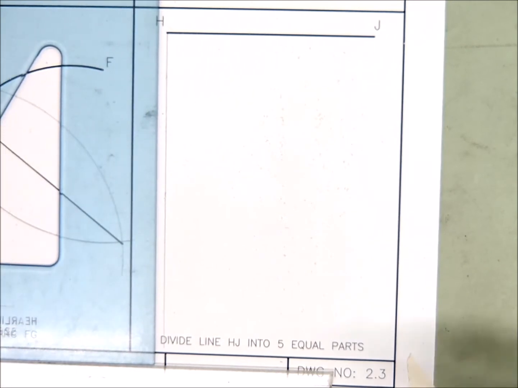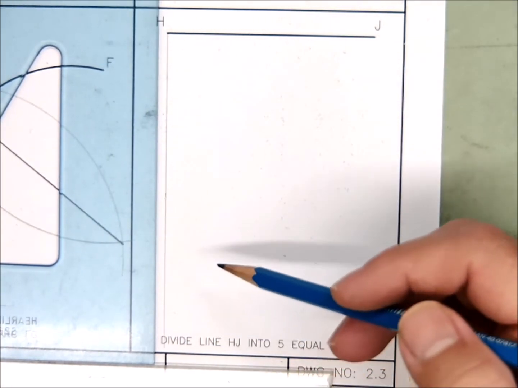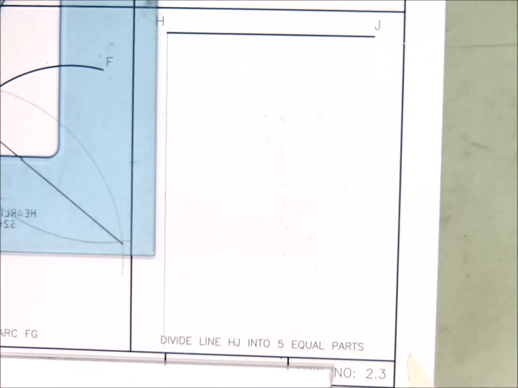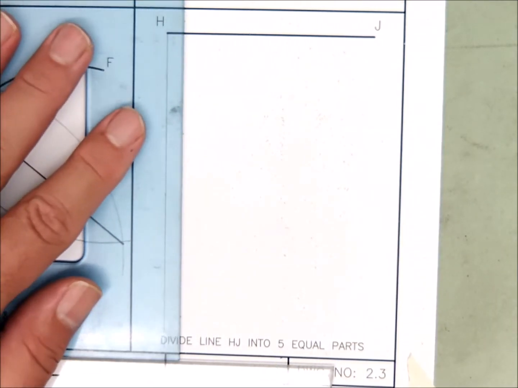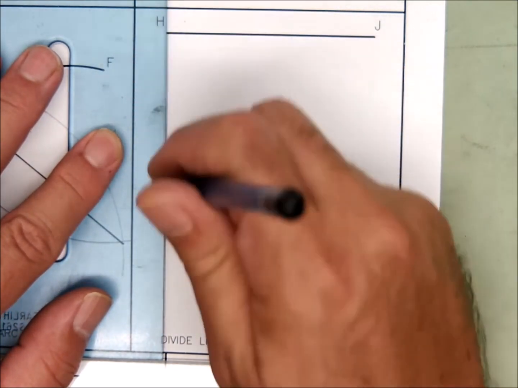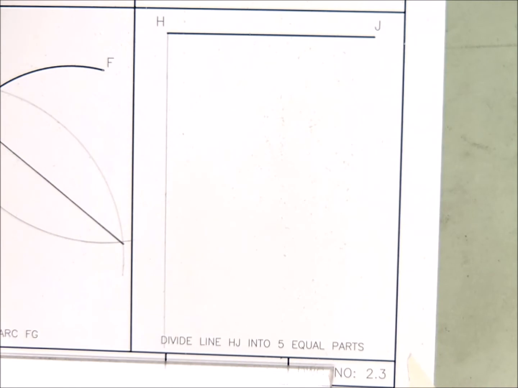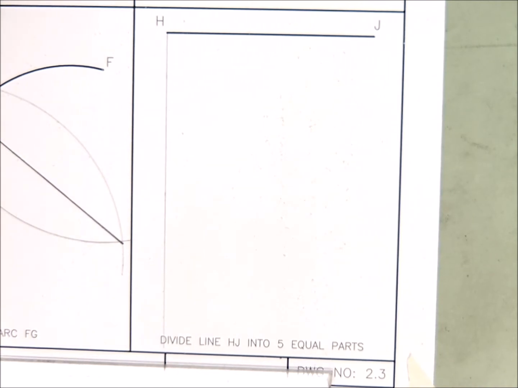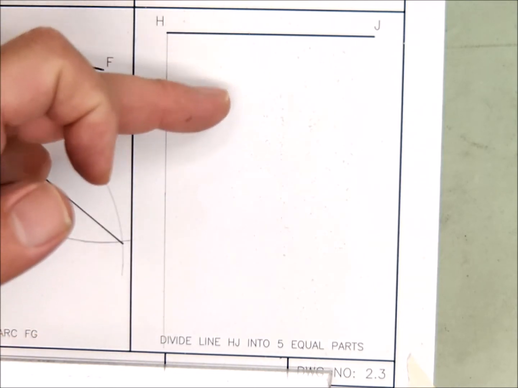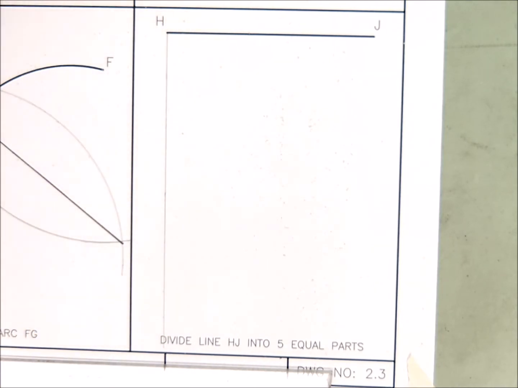Okay, so I want to draw a line down from point H. But to do that, I've got to have my horizontal set with the T-square, I've got to have my triangle sitting on top of it, and I've got to make sure they don't move as I draw that line down, that construction line. Alright, so that's step 1. Step 1 is create a vertical line from point H that's 90 degrees to line HJ.